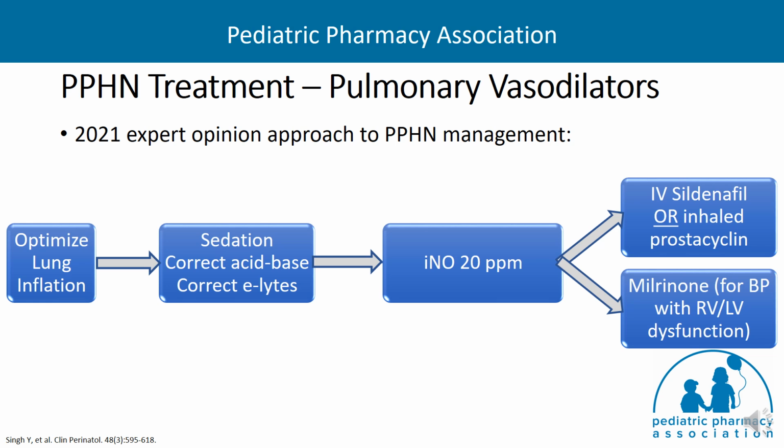Our first line pulmonary vasodilator, after oxygen, which is also a pulmonary vasodilator, the first drug you would use is inhaled nitric oxide at a dose of 20 parts per million. After this, these experts recommend a trial of either IV sildenafil or inhaled prostacyclin. And then for patients, again, with right ventricular or left ventricular dysfunction, they would recommend milrinone.